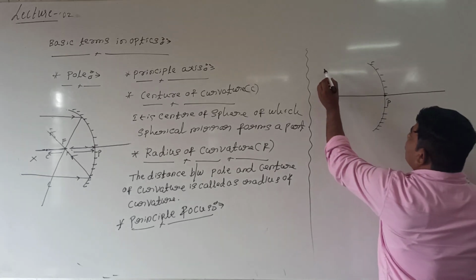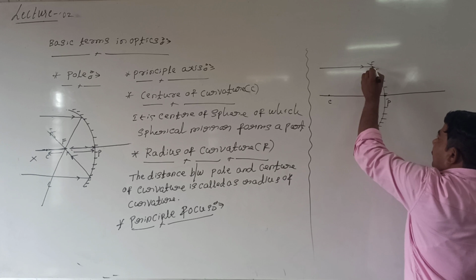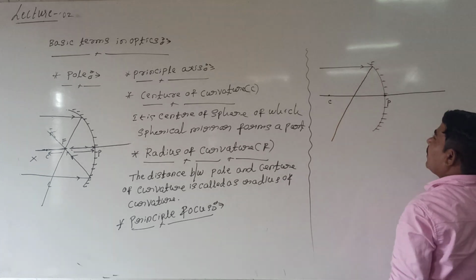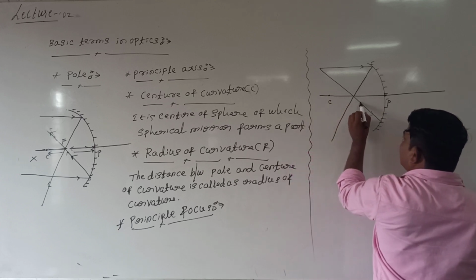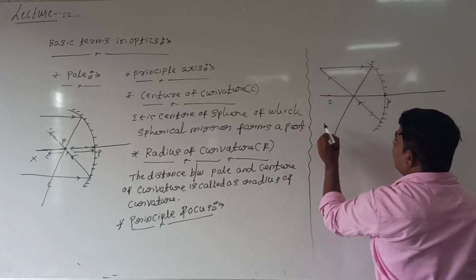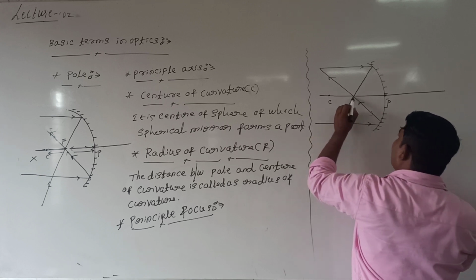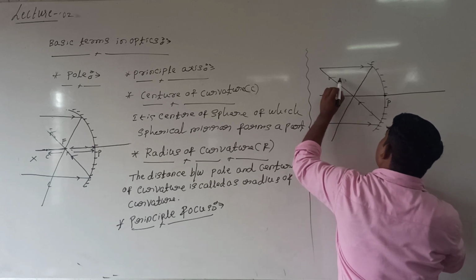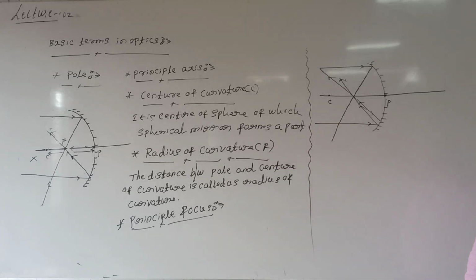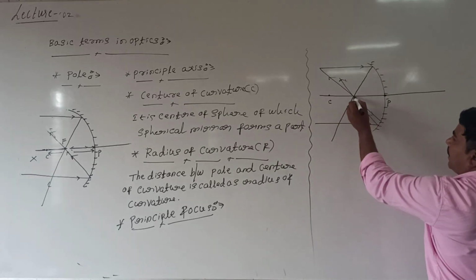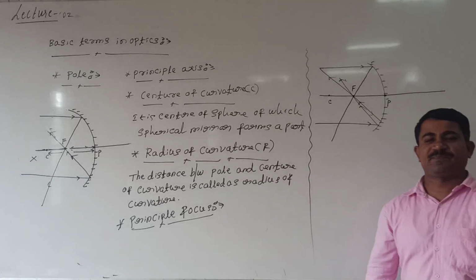Now let us take this ray of light incident at this point. After incidence, this ray of light is reflected like this. Let us take one more ray of light, incident at this point. After reflection, this ray bounces back like this. Let us take one more ray of light from this point. Again after incidence, this ray of light reflects like this. After reflection, a number of rays of light meet at this point. This point I can call the focus, right?